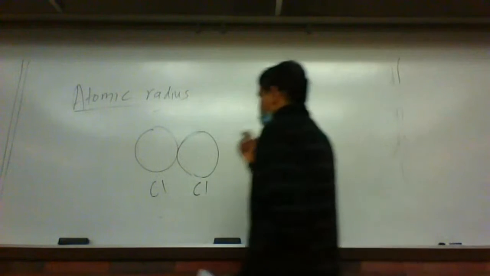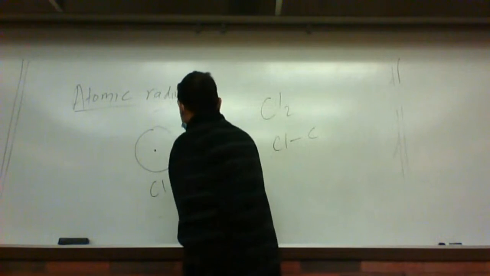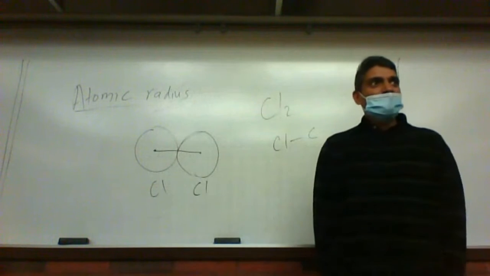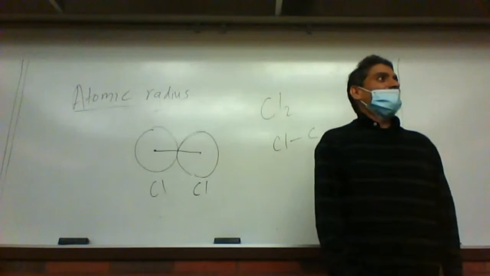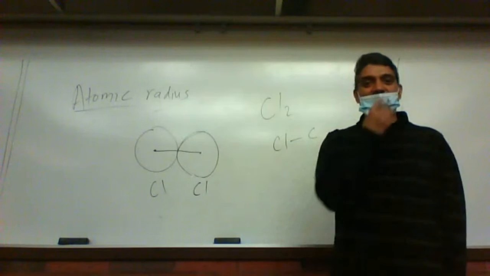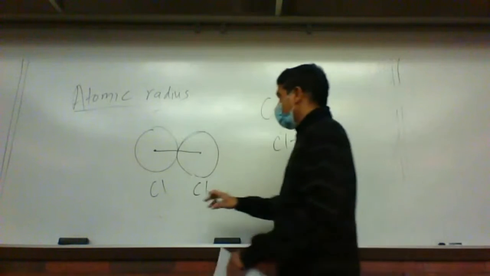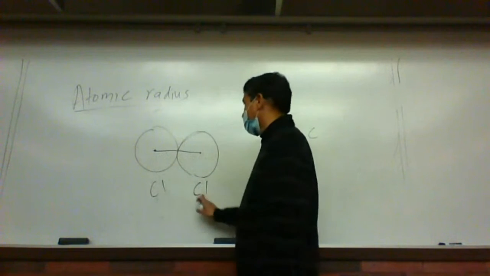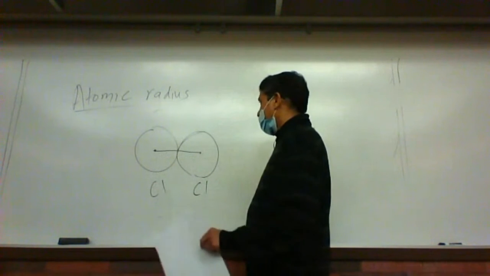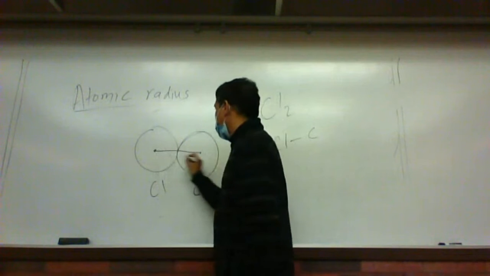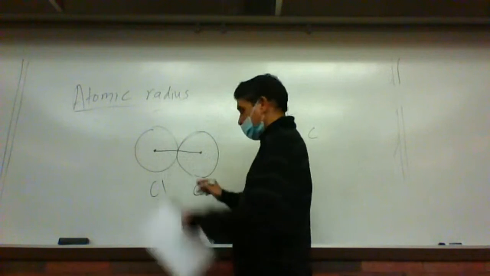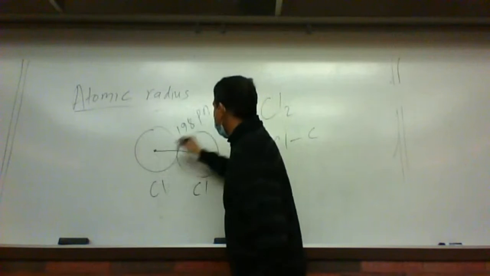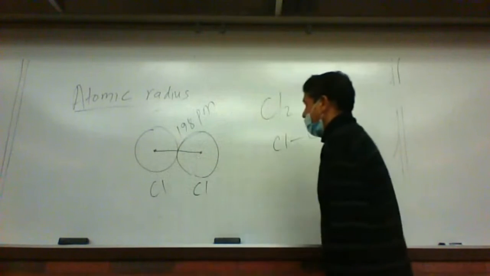What they do is, they measure from the center of this one to the center of this one, and then they divide by 2 and call it the atomic radius. Basically, it's the same thing I already told you. This is called a homonuclear molecule. Homo means same, chlorine and chlorine. In homonuclear molecules, they measure the distance between the nucleus of one and the nucleus of another. For chlorine, this distance from here to here is 198 picometers.